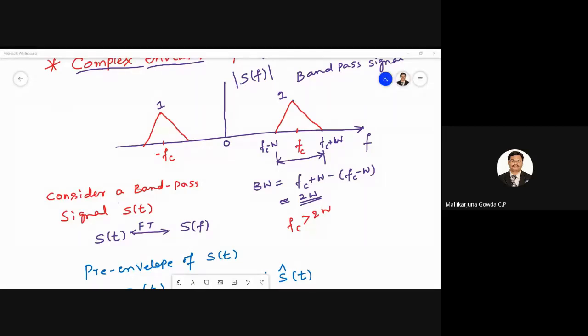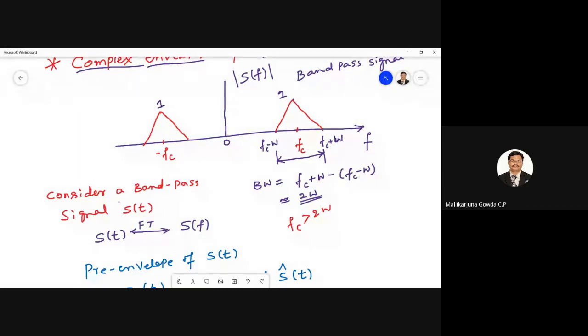Yes, somebody asked to solve that 2 into sinc of 2t, finding a Hilbert transform. So you want me to do that, or shall I go ahead with this complex envelope? Yes, Prajwal. Sir, we can solve it at the end of the class, sir. Okay, fine. Yeah, that will give you the continuity with the existing one.